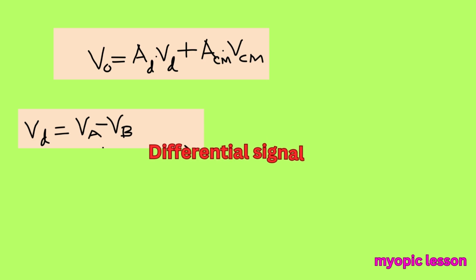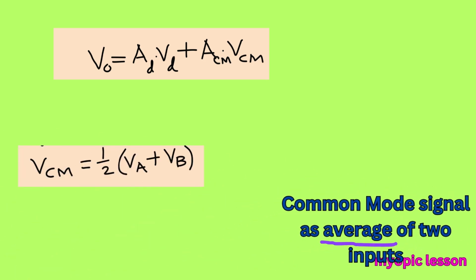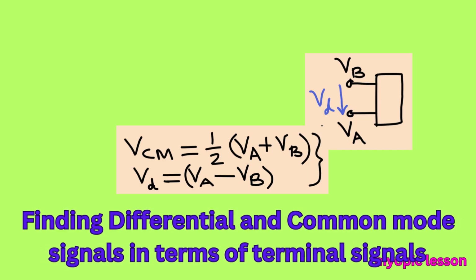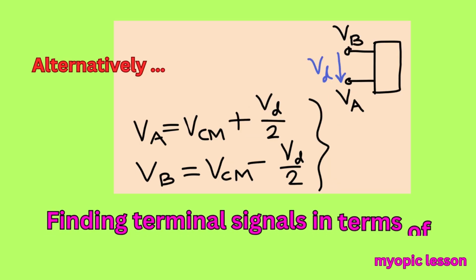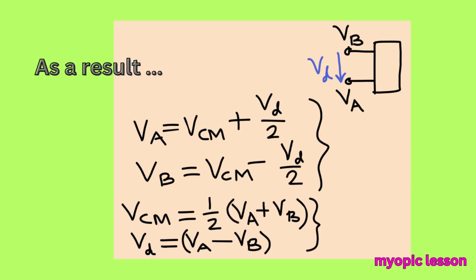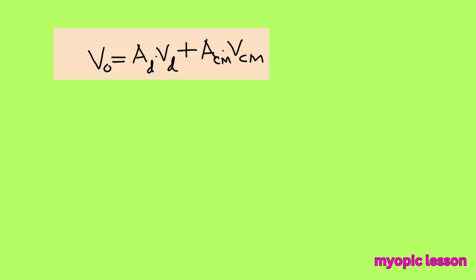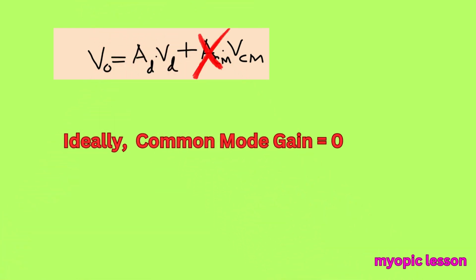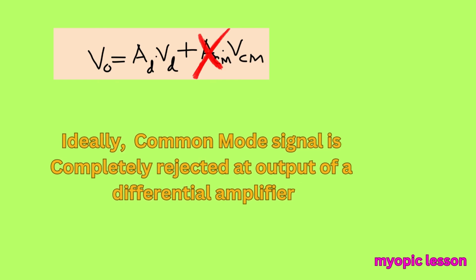The difference between two signals at two input terminals A and B is called differential signal. The average of the two signals at two terminals constitutes common mode signal. Keeping in mind the nature of these two types of signals, each of the two signals at terminals A and B can be represented as a combination of the common mode signal and half of the differential signal. Ideally, the common mode gain is 0 so that common mode signal is completely rejected at output.